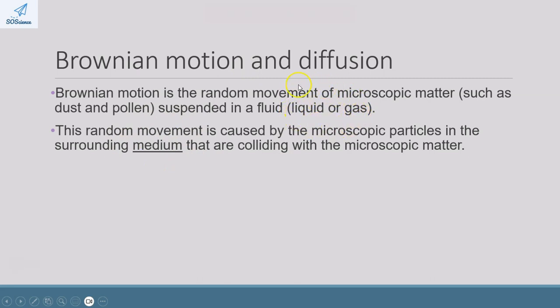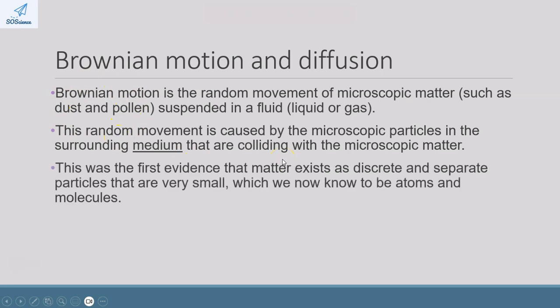So the liquid or the gas particles that make up the medium would move about the microscopic matter like the dust and the pollen. So this was the first evidence that matter exists as discrete and separate particles that are very, very small, which we now know to be atoms, or atoms that are bonded to each other that are still very small, called molecules.